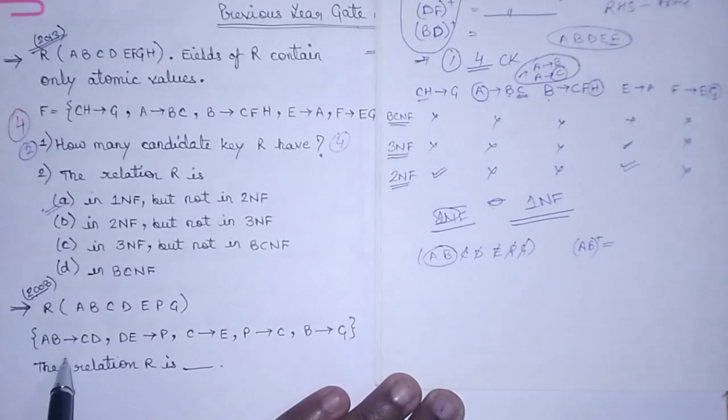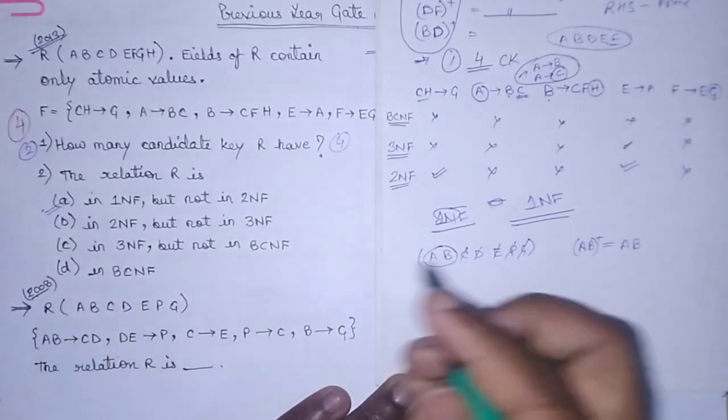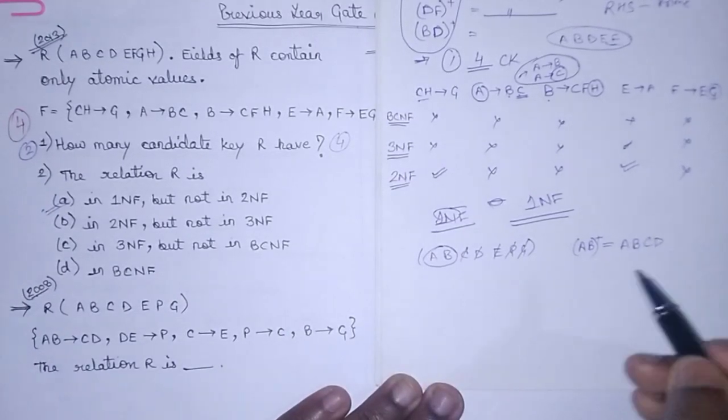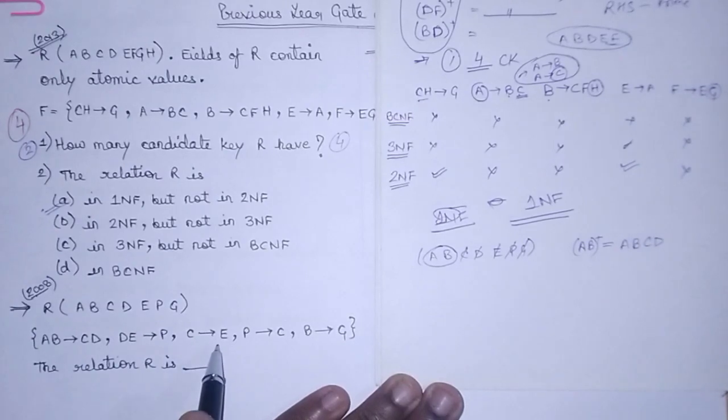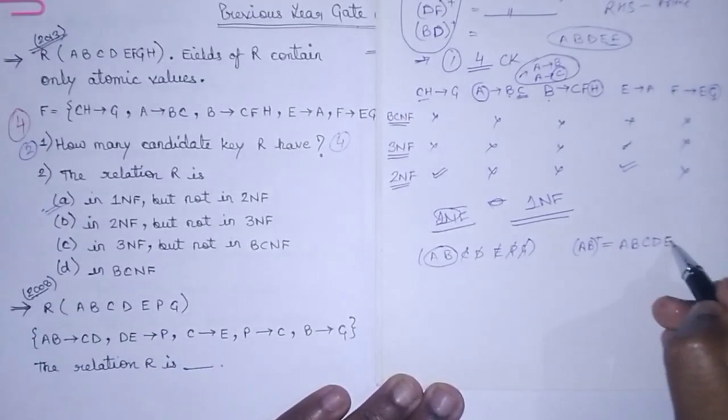If you find the closure of AB, it will be AB, as it is trivial. AB is defining CD, that means CD will be here. Now C is defining E. Here you can check that C is defining E. So using this C we can define E.